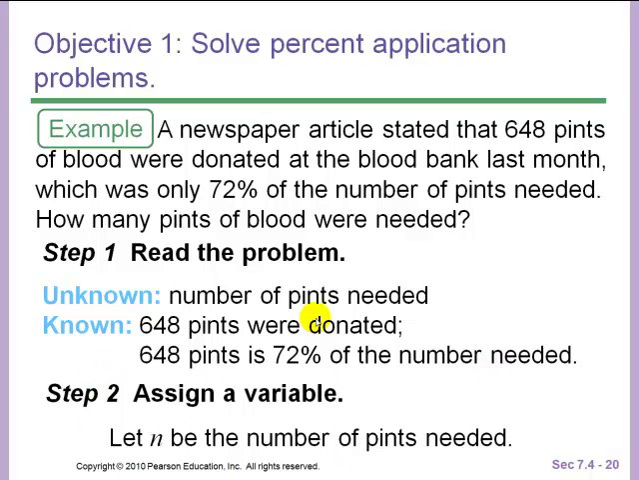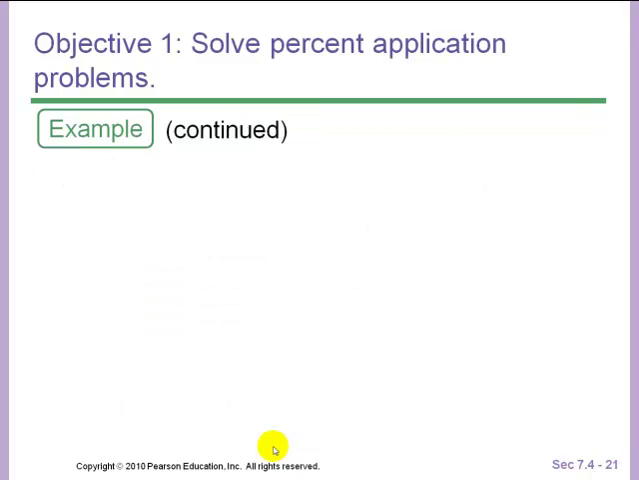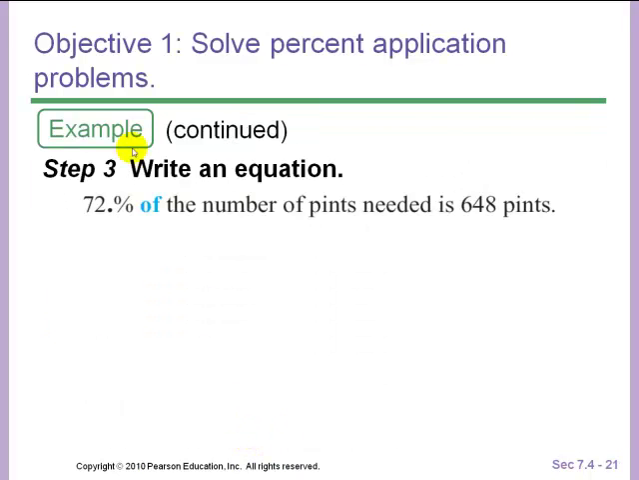Our variable will be our unknown, the number of pints needed. In this case, when you write an equation, again we'll use the hybrid situation, rewrite a sentence for ourselves. 72% of the number of pints needed is 648 pints. When you're using the equation, convert the percent into a decimal. Of is multiplication. The number of pints needed was our unknown variable. Is our equal sign, and then our total was 648.